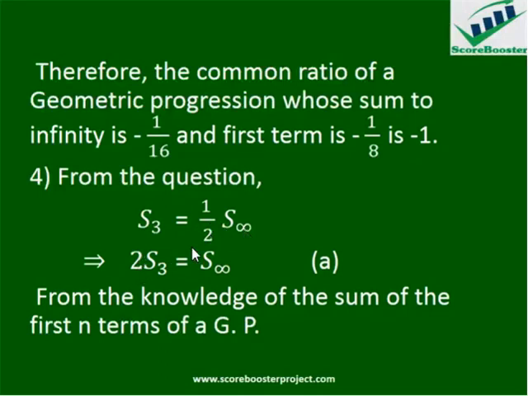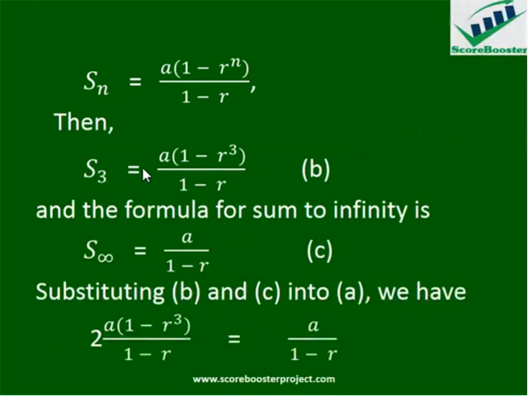So this can also be written as twice the sum of the first three terms equals sum to infinity, and that is tagged as equation A. From the knowledge of the sum of the first n terms of a GP, so we are conversant with the sum of the first n terms of a geometric progression, which is given by the formula S subscript n equals A into 1 minus R raised to power n over 1 minus R.